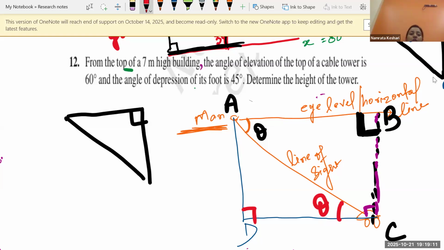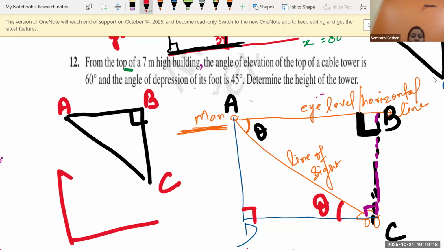Rather than focusing on triangle ABC, we will be focusing on triangle ADC, because we are more comfortable with this type of straight triangle where the 90 degrees can be on the left or maybe on the right, up and down. If you are comfortable, you can work with that one only. But we always take the ADC triangle rather than that one.